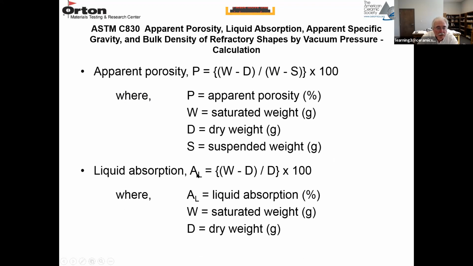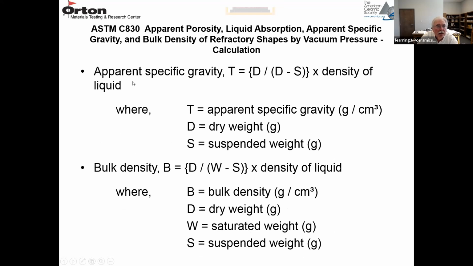The amount of liquid absorbed into the open pores is the saturated weight minus the dry weight divided by the dry weight, times 100. And then the apparent specific gravity, it's apparent because it's not including the open pores. The apparent specific gravity equals the dry weight divided by the dry weight minus the suspended weight. And then finally, the bulk density, B, equals the dry weight divided by the saturated weight minus the suspended weight. And now these are times the density of the liquid. And again, water is just 1.